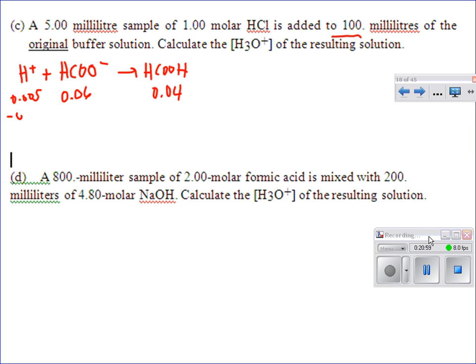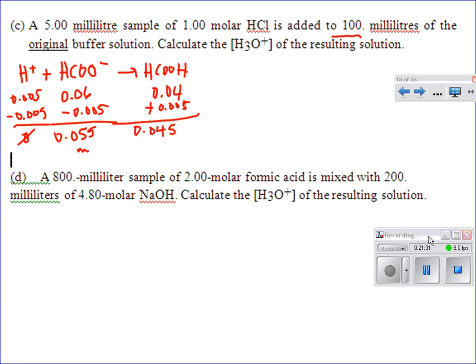So how much are we going to lose? 0.005, gain 0.005. So we end up having none of the strong stuff left, getting 0.055 here, and 0.045 moles. And again, because we have a buffer here, we can go ahead and plug into Henderson-Hasselbalch. You don't need to convert those to molarity. We'll just plug them straight in.